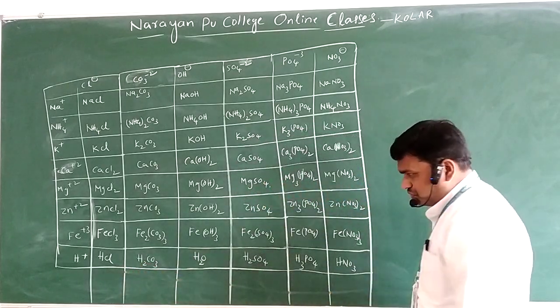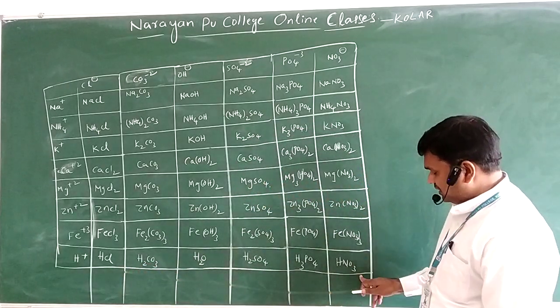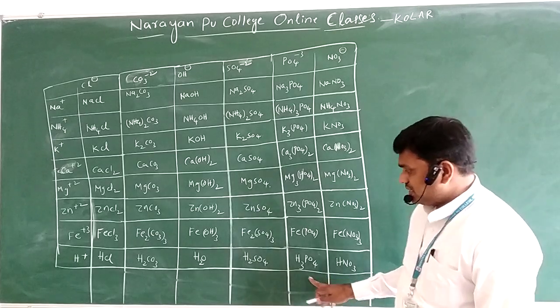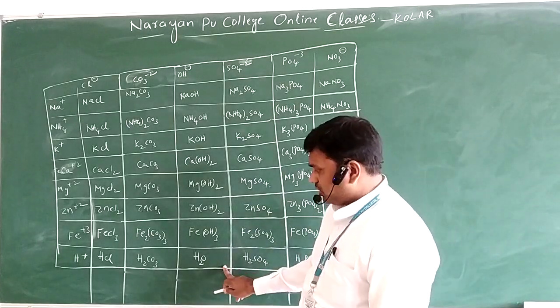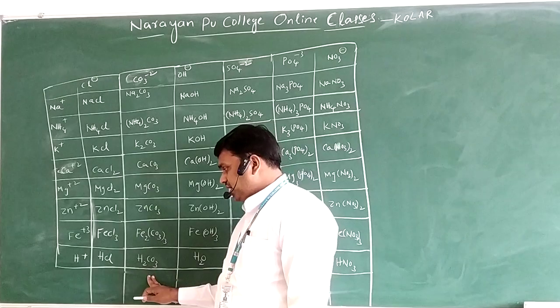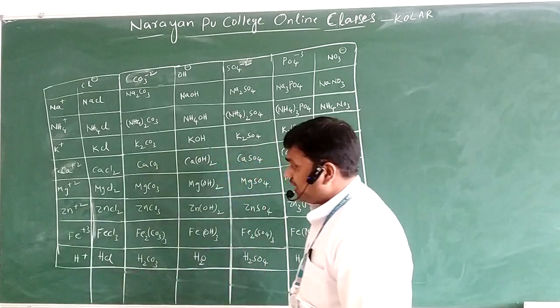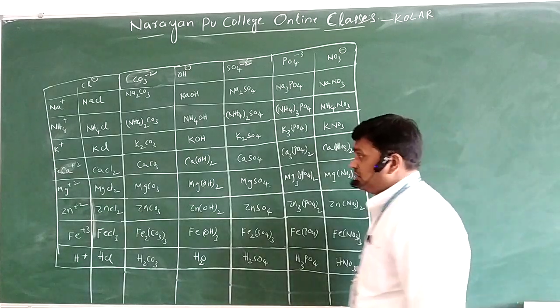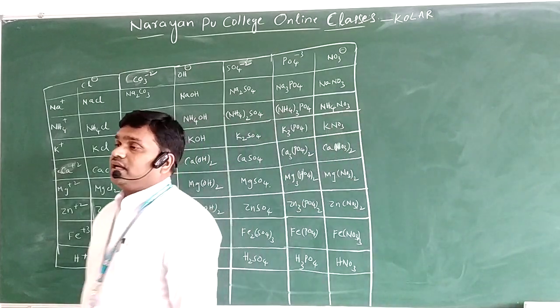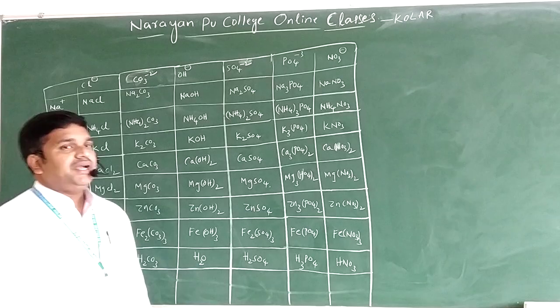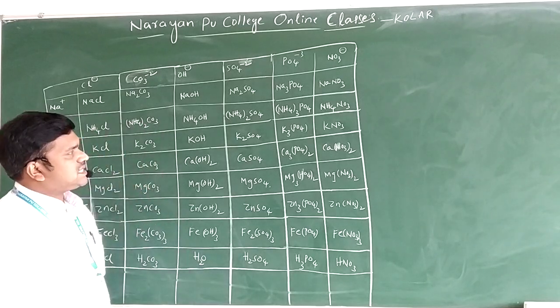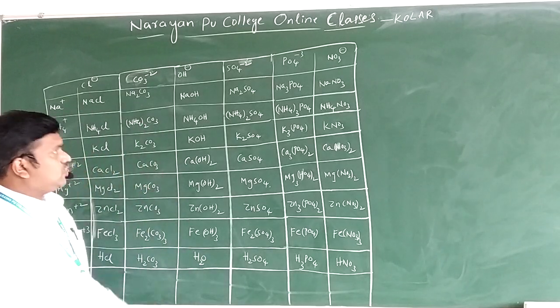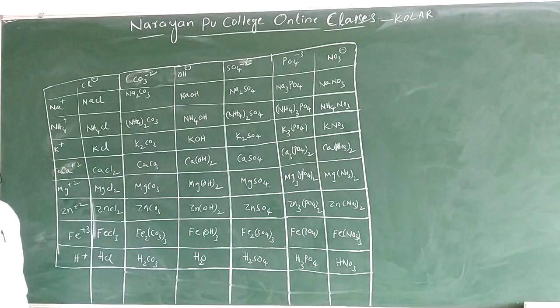In the last column, you can observe that all of these are acids only: nitric acid, phosphoric acid, sulfuric acid, water, and we have carbonic acid and HCl, hydrogen chloride or hydrochloric acid. So in this way, we have to write all the chemical formulas by using the crisscross method. Yes, you can copy this table if you did not practice.